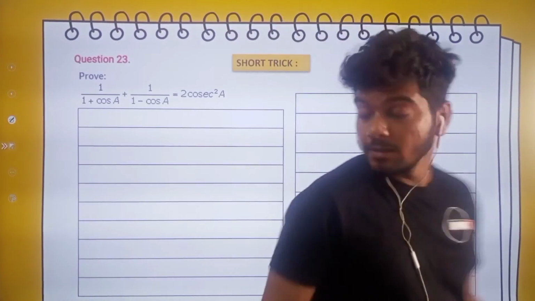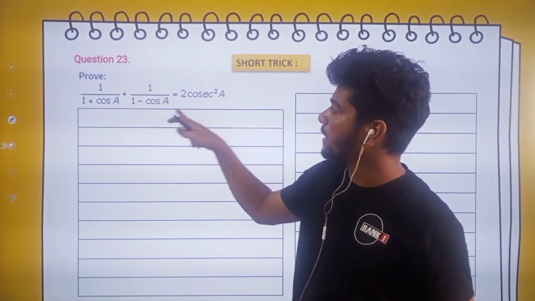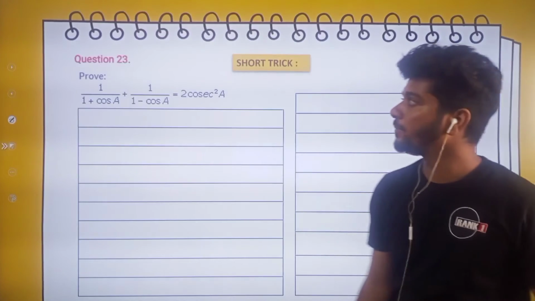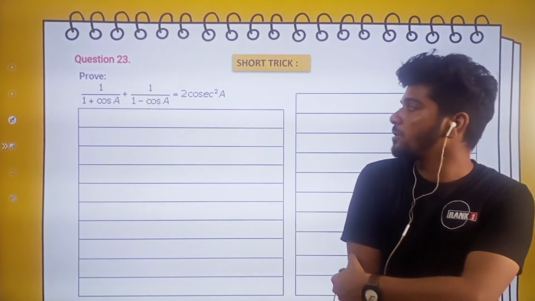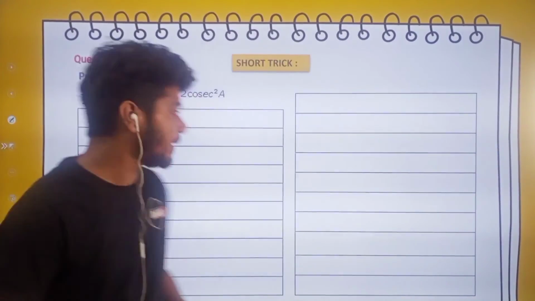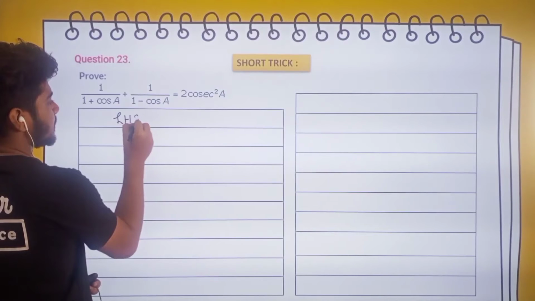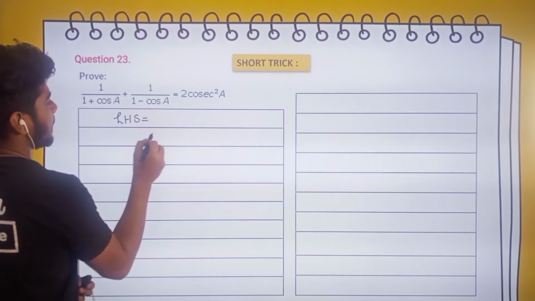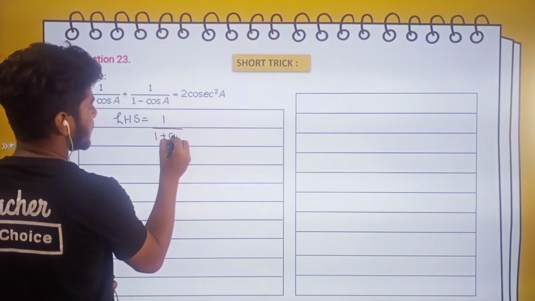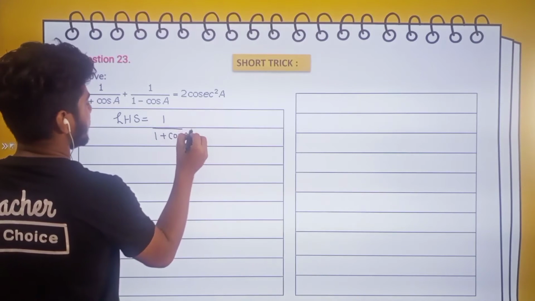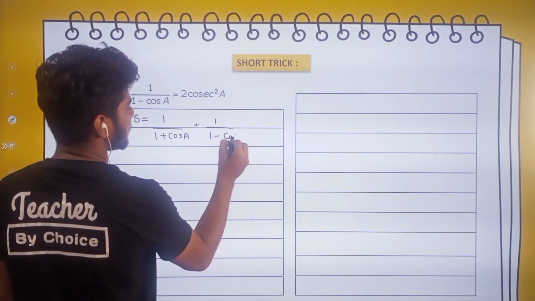Alright, chalo. Next, what is the next sum? 1 upon 1 plus cos A plus 1 upon 1 minus cos A is equal to 2 cosec square A. Question number 23. What will you get? Start with LHS. Here also we'll start with LHS. What is given in LHS? 1 upon 1 plus cos A plus 1 upon 1 minus cos A.